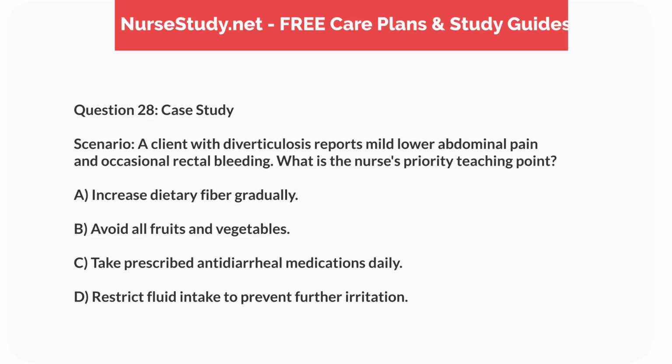Question 28, case study. Scenario: a client with diverticulosis reports mild lower abdominal pain and occasional rectal bleeding. What is the nurse's priority teaching point? A. Increase dietary fiber gradually. B. Avoid all fruits and vegetables. C. Take prescribed antidiarrheal medications daily. D. Restrict fluid intake to prevent further irritation.